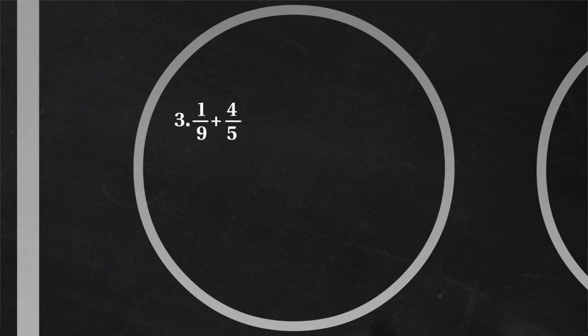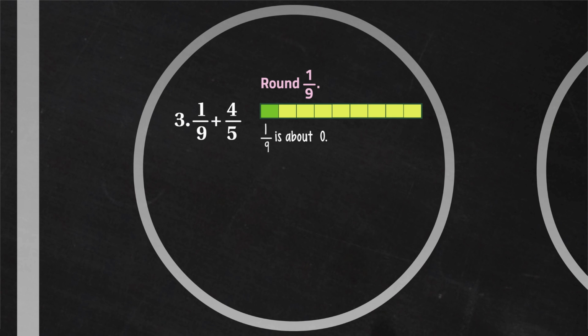Before performing the indicated operation, we'll round the fractions first. The first term is 1/9. Let's see how we can round it. You see, 1/9 is about 0 because the numerator is much smaller than its denominator. Then 1/9 is rounded to 0.